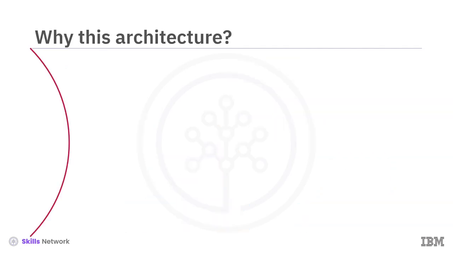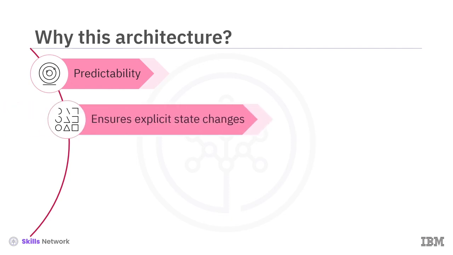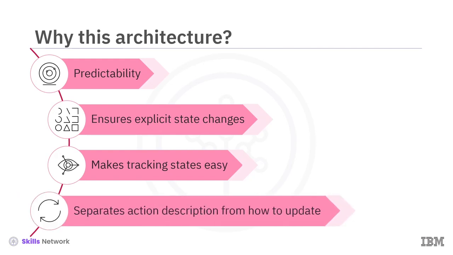Using reducers may seem like an extra step in the Redux architecture. However, this architecture enables a predictable state container by ensuring explicit state changes. It makes reading the code easier when you need to track state changes by separating the action description and the specifics of how the state changes. In turn, this makes debugging easier and helps simplify code maintenance.